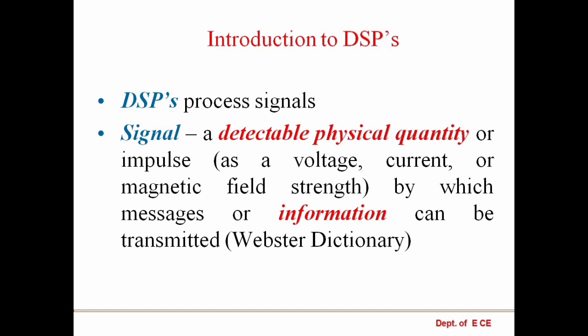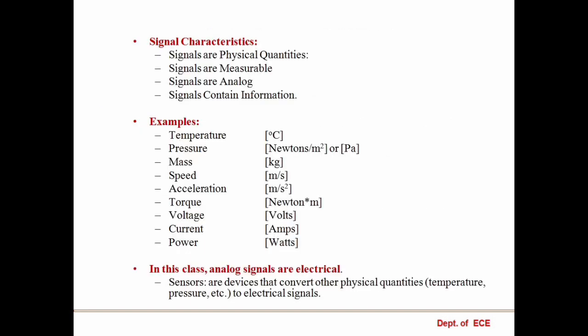Before processing the signal, you must know the exact meaning of a signal. A signal is nothing but a detectable physical quantity or impulse. It may be a voltage signal, current signal, or magnetic field strength, etc. Anyway, it is a physical quantity which conveys some information or messages. The next slide is about the characteristics of a signal.